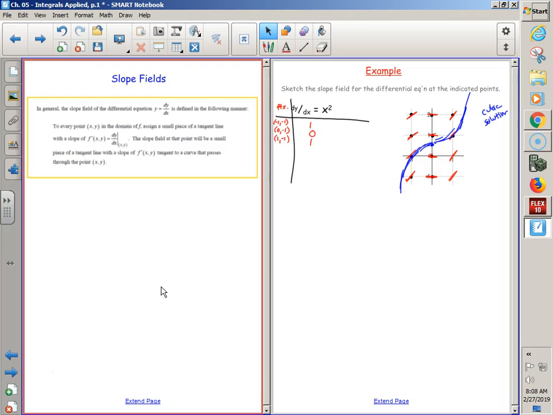Now, hold on, wait a minute. This is, let's see, 4 rows and 3 columns. There were 12 points here. How come I only plugged in 3? Does anybody remember how I did this so fast yesterday?